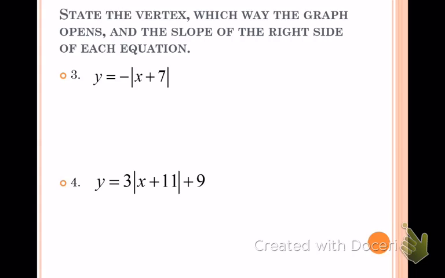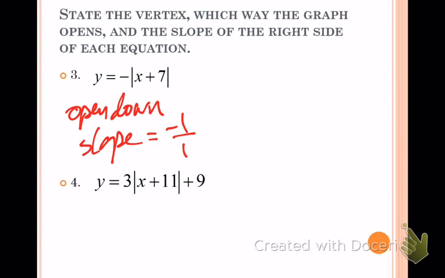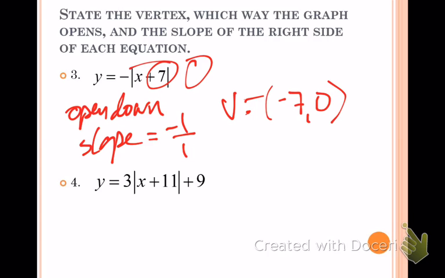This is going to open down. The slope of the right-hand side is going to be -1/1, and the vertex is going to be placed at -7, 0. Opposite h. Opposite h. That's going to be the easiest place for you to make a mistake, is to not change that sign. Opposite h. Same k, and there's nothing out here, so that means that k has got to be 0.